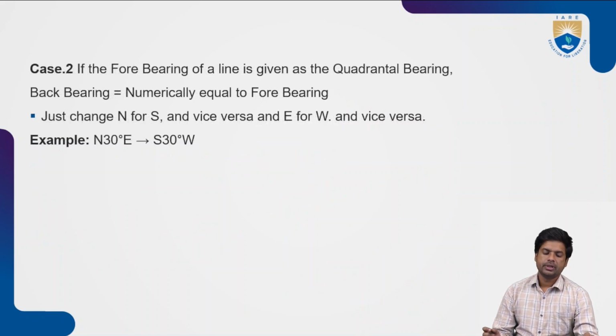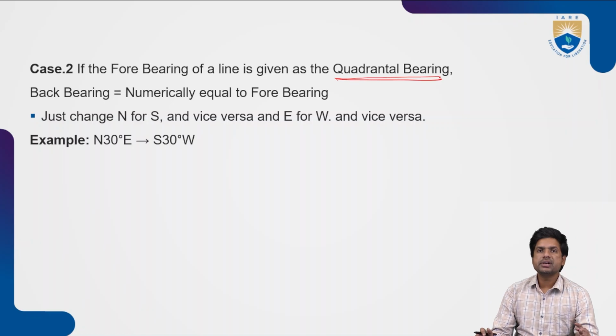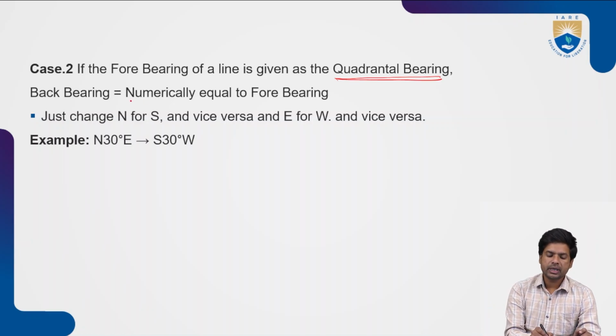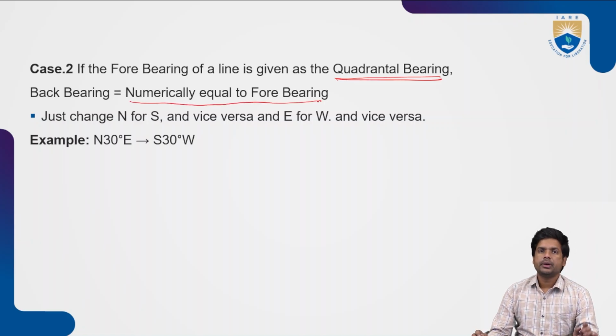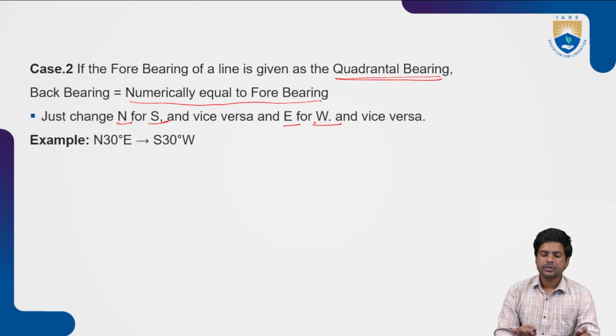Next, case 2. So if the forebearing of a line is given as the quadrantal bearings. The first case is when the forebearing value is given as a whole circle bearing. Now when the data is given in the quadrantal bearing, the only difference is the back bearing will be equals to the same numerical number. Numerically it is equals to the forebearing, but the only change is here we are going to change the directions. From north to south and east to west. So if it is given with the southwest, then we are going to change it to northeast. That is how it is going to work in the quadrantal bearing.